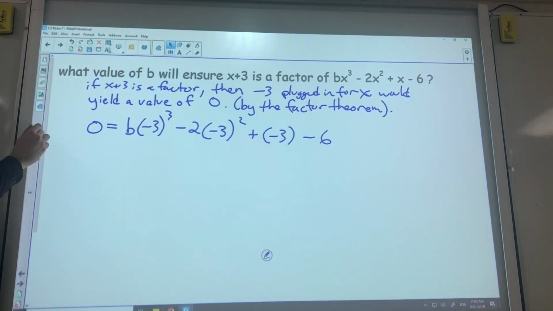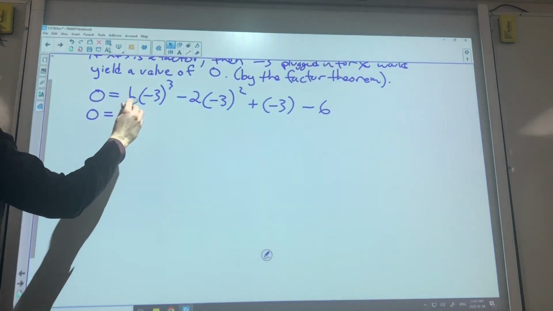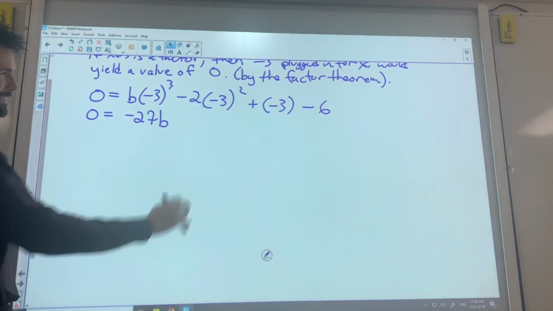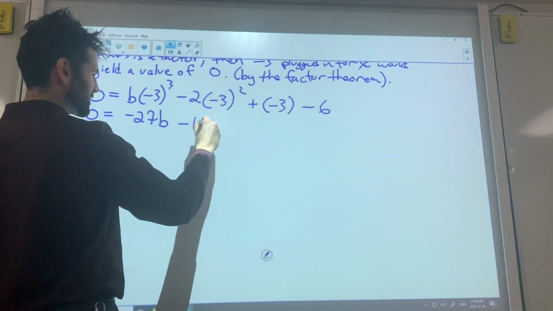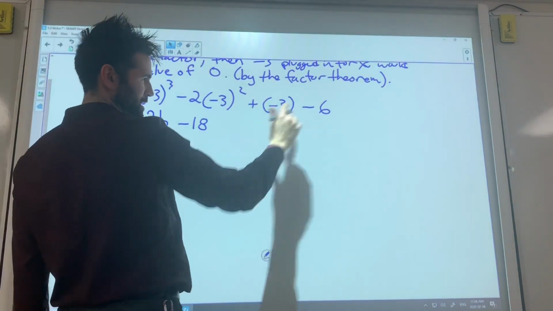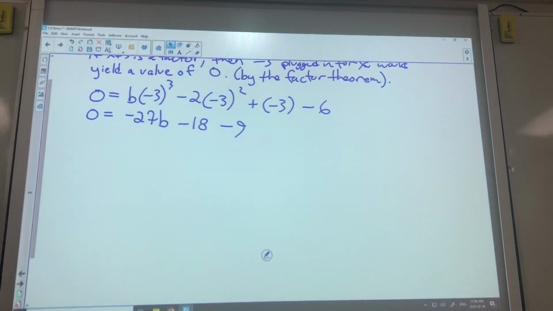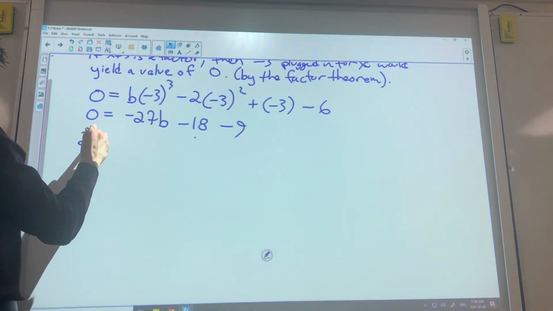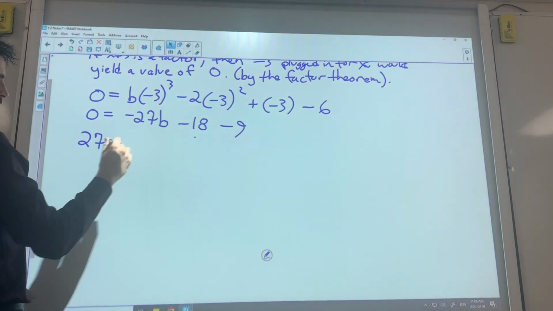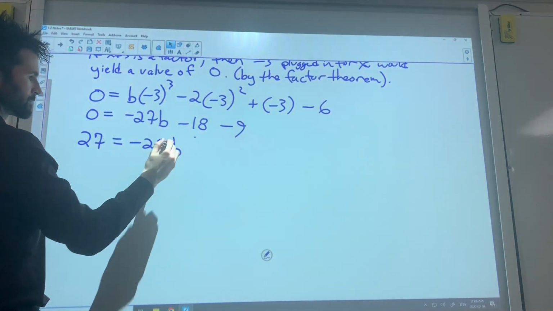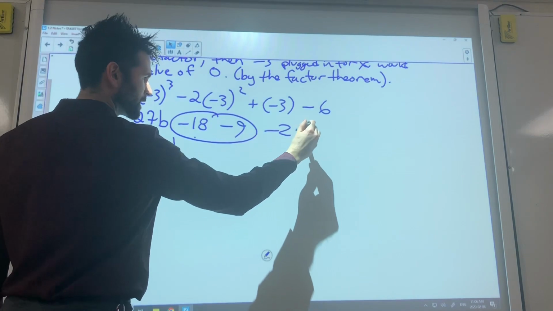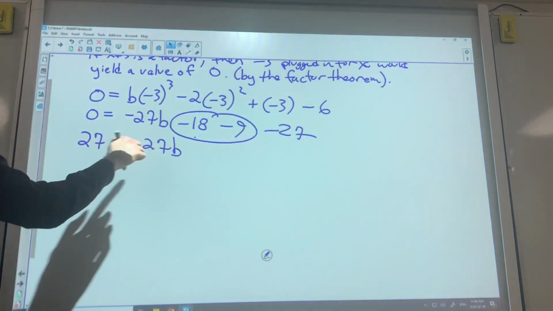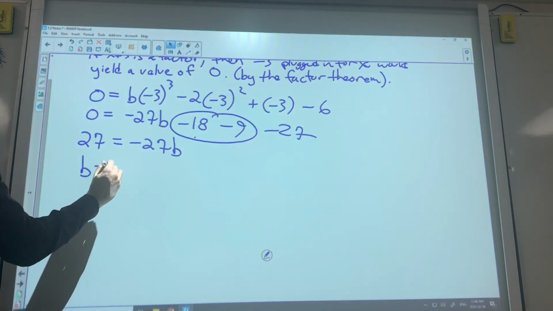So now you're back in grade 9. Watch me as I like to make a stupid mistake. You get negative 27b, plus 9 times negative 2, so negative 18, plus negative 3, subtract 6, so you get negative 9. That gives me negative 27. I'm going to add 27 to both sides and divide by negative 27, and you get b equals negative 1.